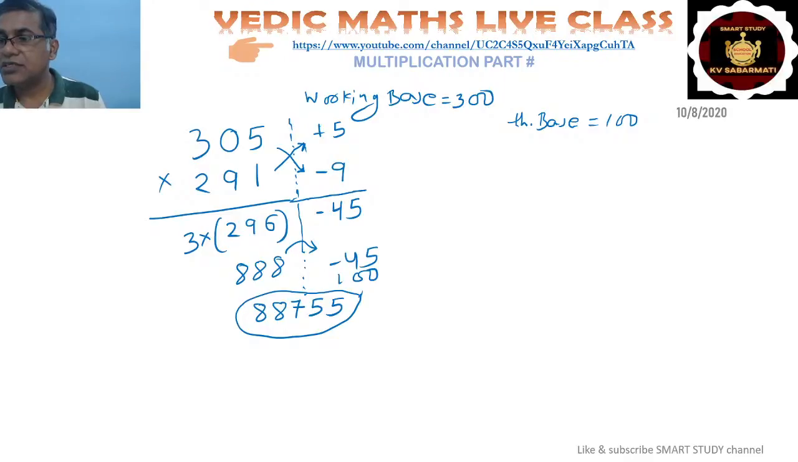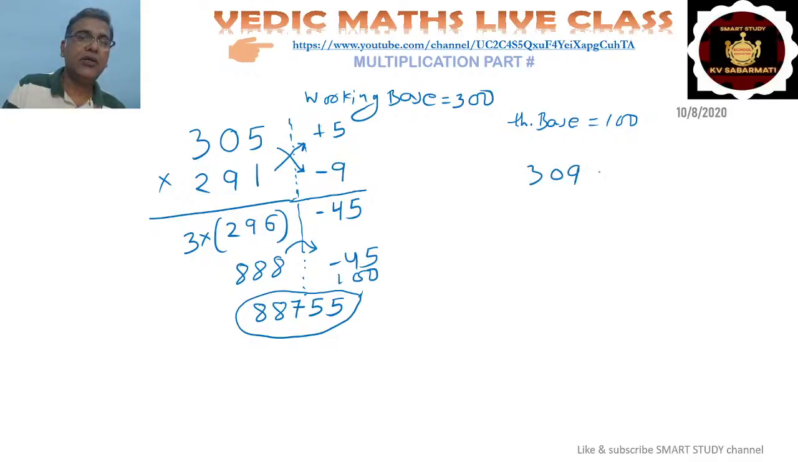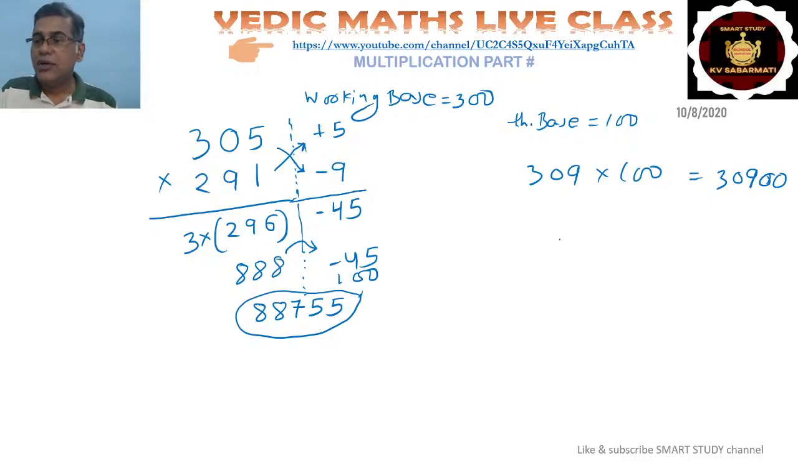Daksh has asked a question. If you are taking 100, then it is not a problem. 100 into 309 is simply 30900, no problem. If it is 100, then no method is required.